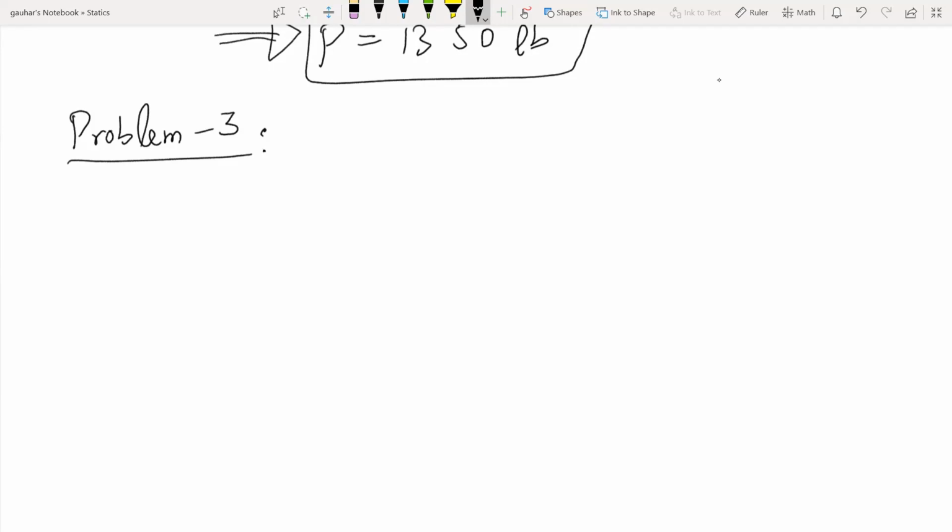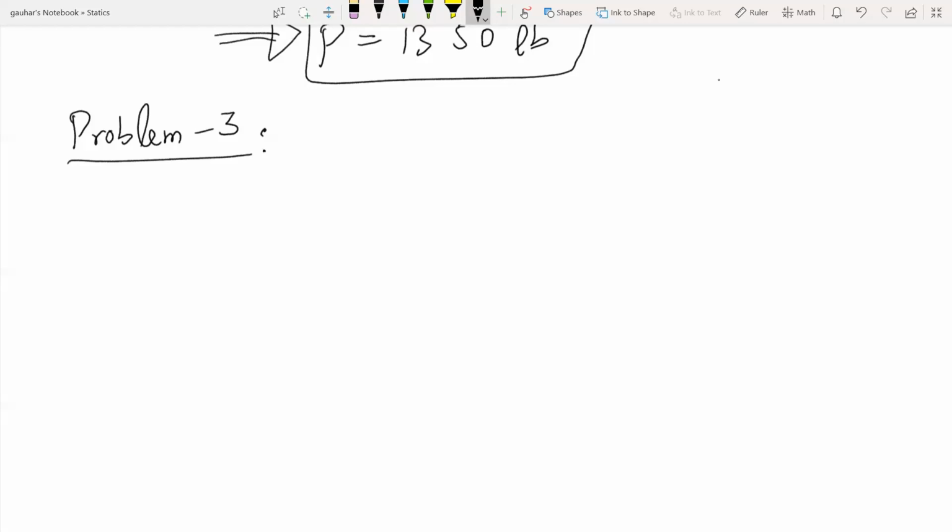So in this problem, we are given the applied force, 300 pounds. The coefficient of static friction between the spool and the ground at B, mu s, is 0.35. The wall at A is smooth. So what we need to find is the normal force at point A, N sub A. Okay, so this is the problem.